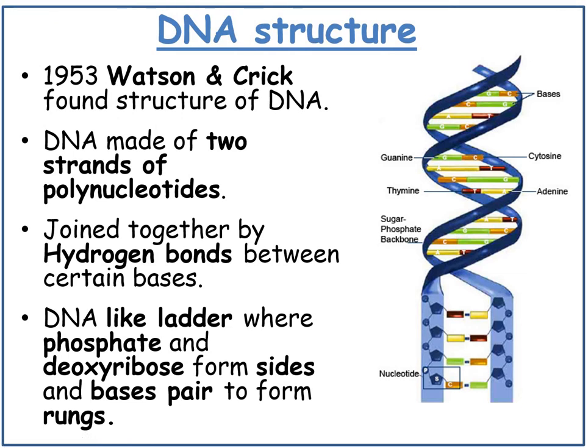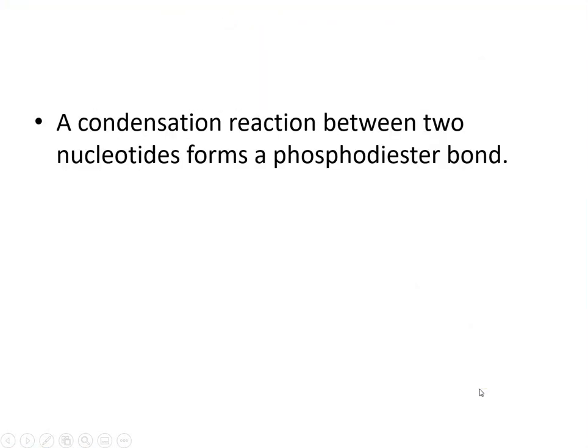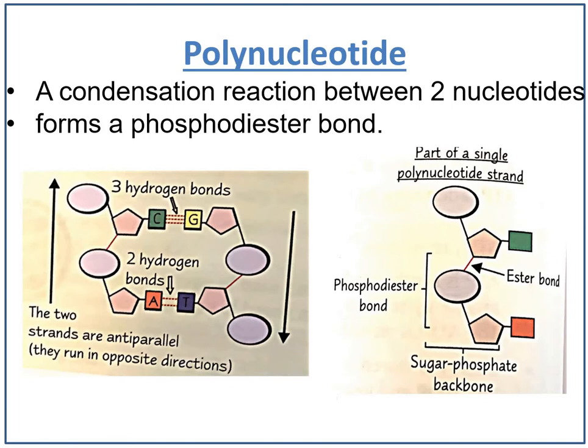So in 1953, Watson and Crick found out about the structure of DNA. They found that DNA is made of 2 strands of polynucleotides, and they are joined together by hydrogen bonds between certain bases. So the DNA is like a ladder where phosphate and deoxyribose form the sides, and the base pairs form the rungs of the ladder. And a condensation reaction between 2 nucleotides forms a phosphodiester bond.